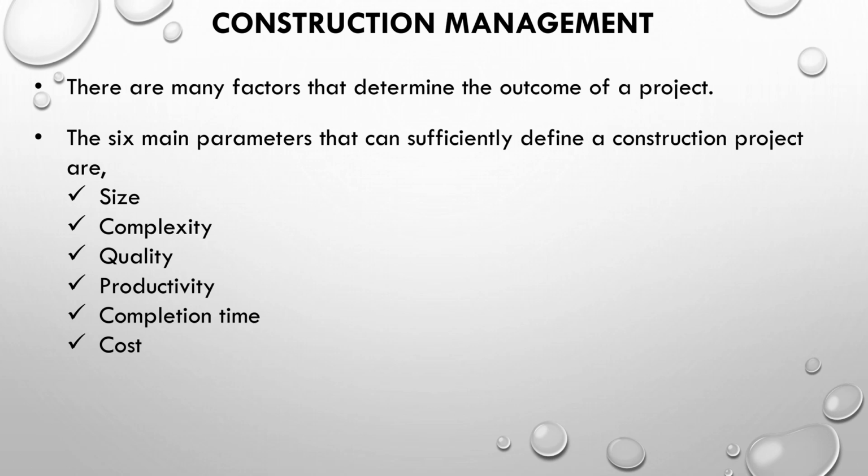There are many factors that determine the outcome of a project, out of which the six main parameters that can significantly define a construction project are size of the project, complexity of the project, quality of the project, productivity in the project, completion time, and also the cost of the project.